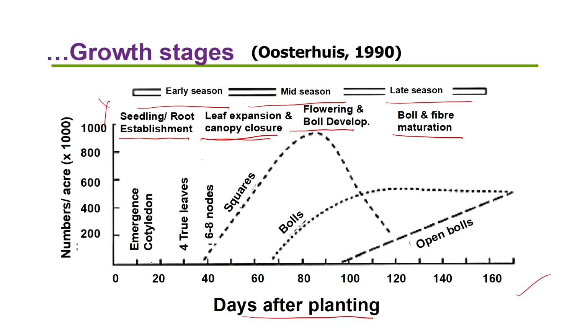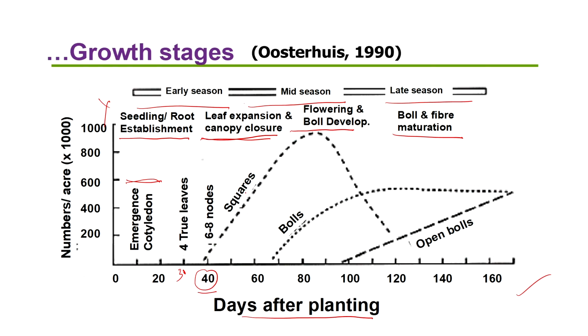Now come to the lower part. Here you can see the emergence and cotyledon. This is the phase from 0 to, you can say, about 20 days. And at about 30 days, you will have 4 true leaves at this particular point. And then at 40 days, you will have 6 to 8 nodes on the stem. And then at this particular point of time, at 40 days after sowing, you will have formation of squares.